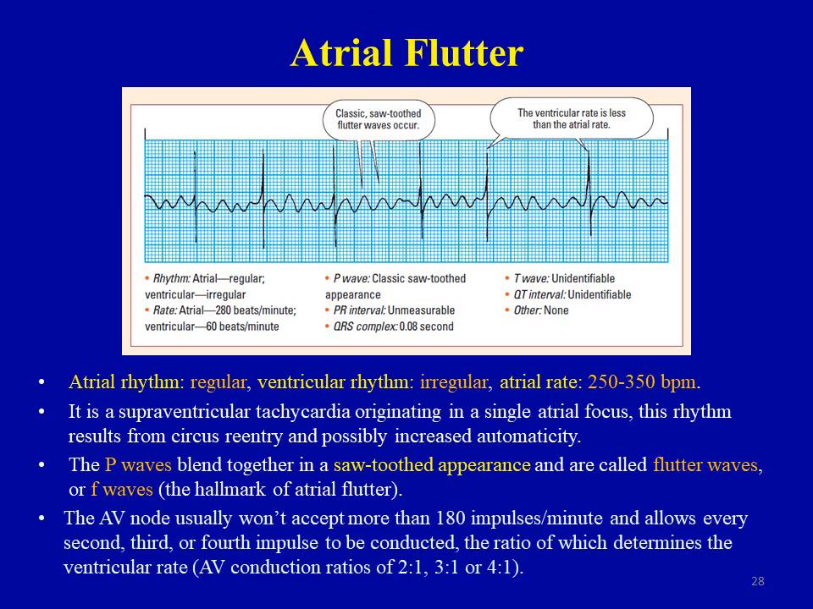The AV node usually won't accept more than 180 impulses per minute, but the atrial rate is much higher, and this allows every second, third, or fourth impulse to be conducted to the ventricles. So the ratio of the atrial to the ventricular impulses will be 2 to 1, 3 to 1, or 4 to 1. So like here we have 3 to 1 and so on.